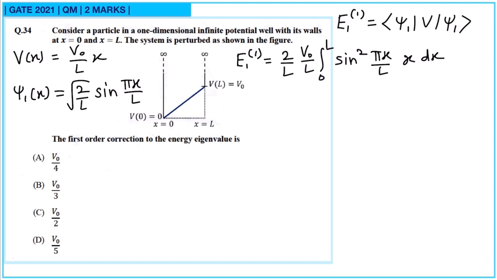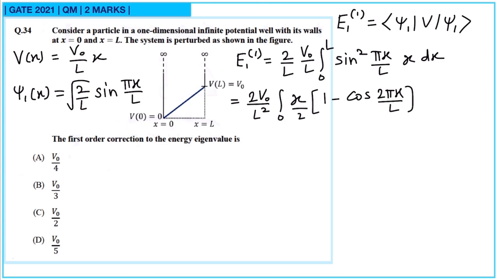So this will be equal to 2 V naught by L square, and this sine square function can be written in terms of cos function. So this is equal to x in bracket 1 minus cos 2 pi x by L whole thing upon 2, and integration is from 0 to L dx. So this 2 and 2 will cancel out. So this is equal to V naught by L square, and let us use integration by parts now.